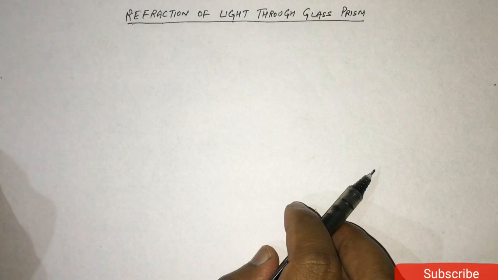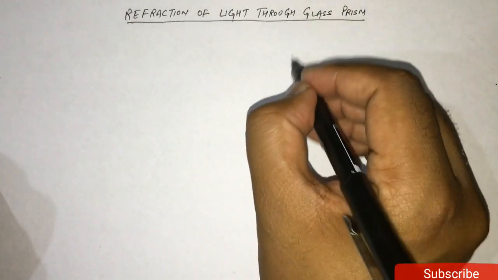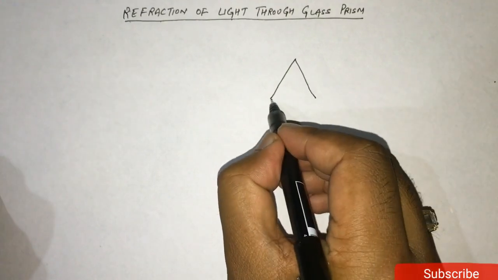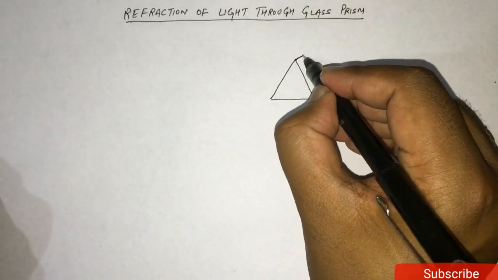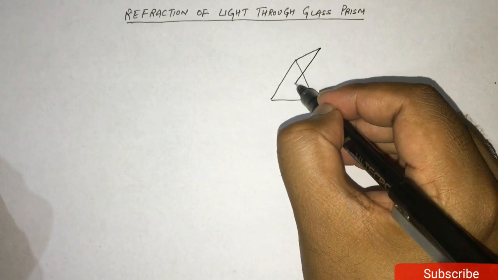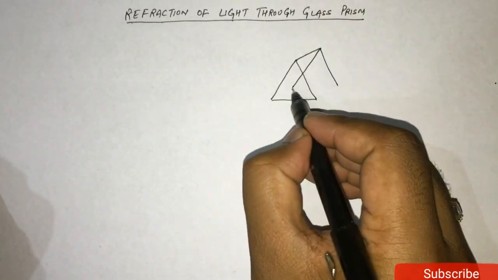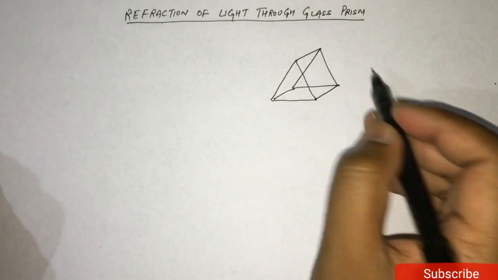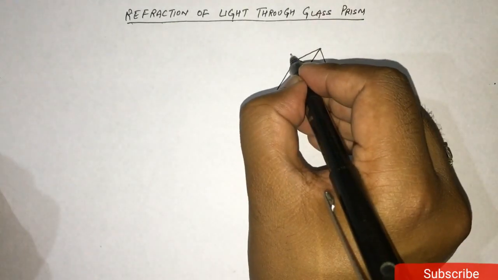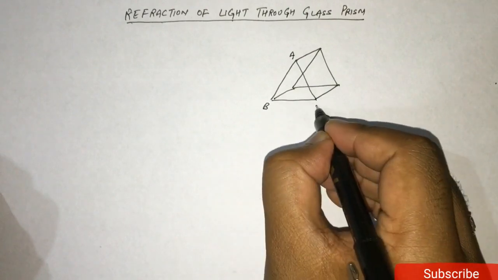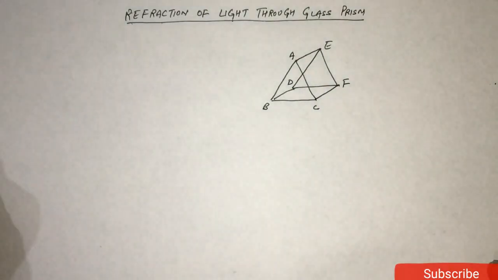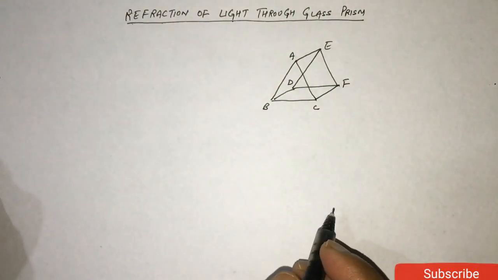Now let us draw the structure of glass prism first. So let us draw a three-dimensional structure of glass prism. So this is the three-dimensional structure of a glass prism. Let's name it A, B, C, D, E and F. Fine. Now what is glass prism, or what is prism actually?